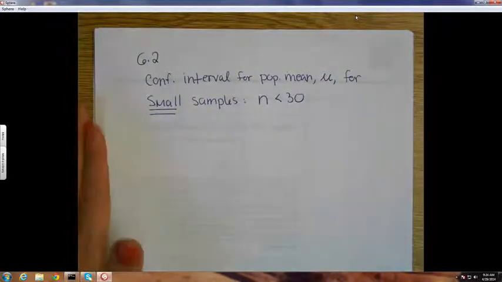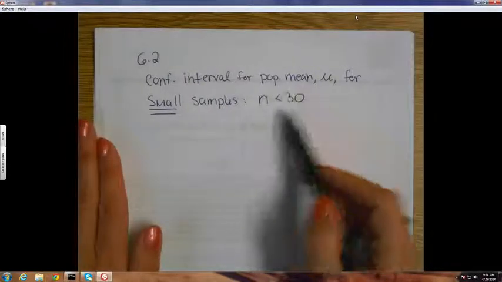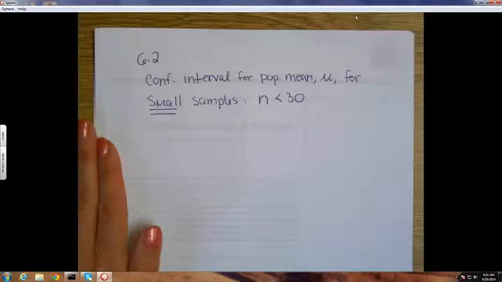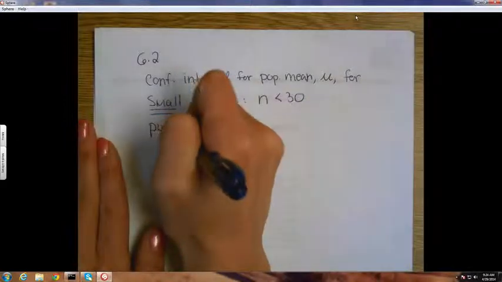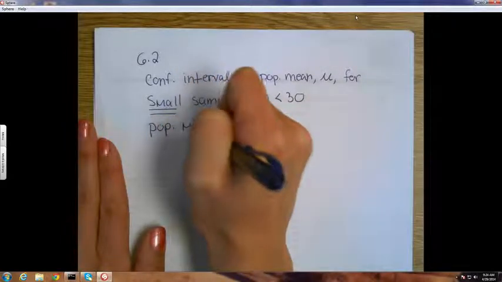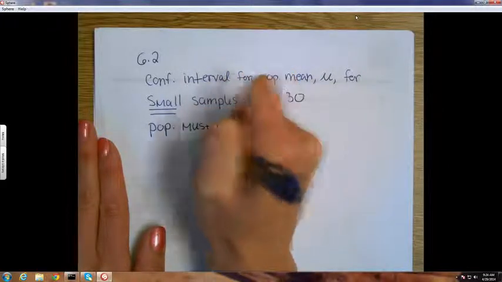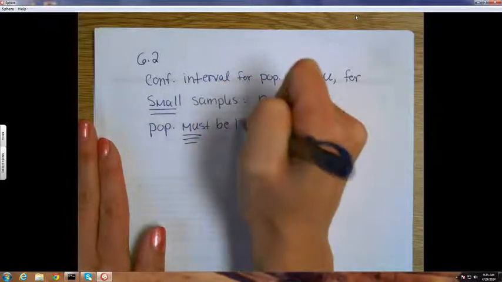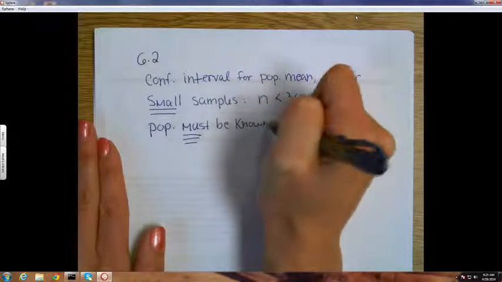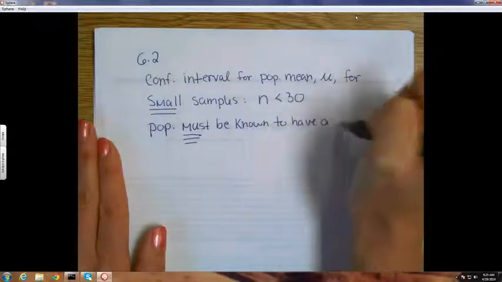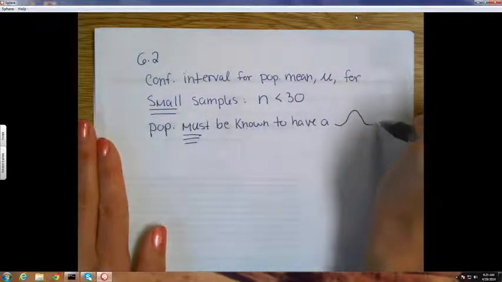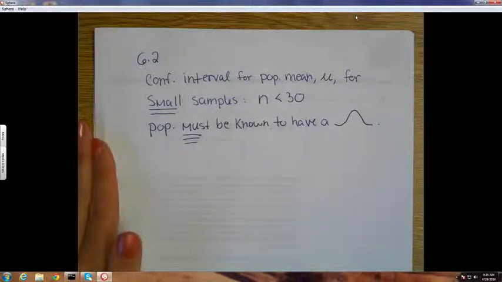Now, go back to the central limit theorem. If my samples are under 30, what do I have to know about the population that those samples are coming from? Remember that part? The population must be known to have a normal distribution. Otherwise, we can't do anything with it.